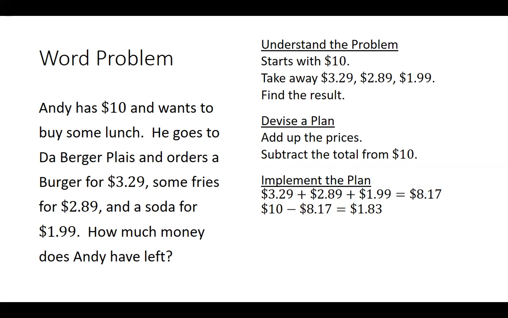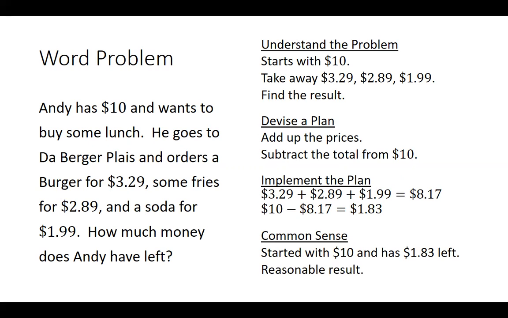So we say he's got $1.83 left. So here comes the common sense part of it. He started with $10 and he has $1.83 left. Well, he started with a certain amount of money. He bought these items and he ended up with $1.83 left. That makes sense. It's a reasonable result because we see that the amount that he spent was less than $10, but it was pretty close to it. So for him to have $1.83 left makes sense.